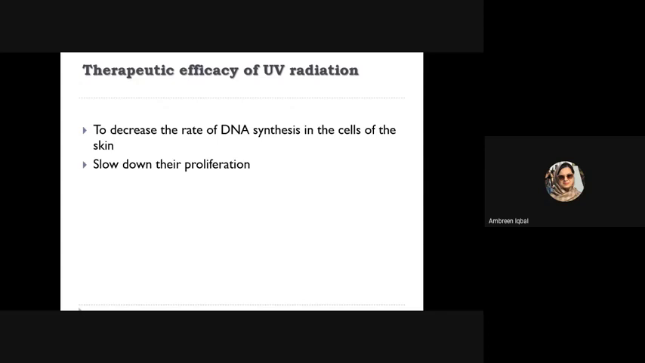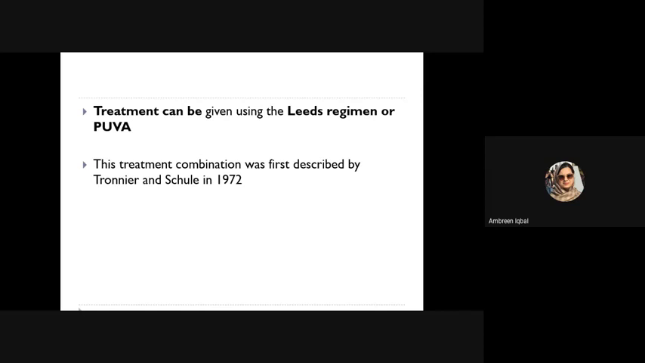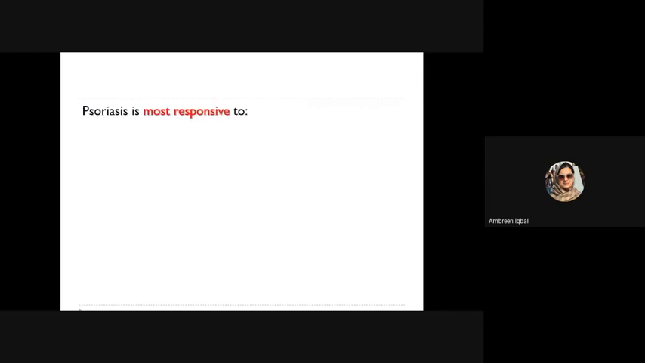Now we'll discuss the therapeutic efficacy of ultraviolet radiation for patients with psoriasis. Ultraviolet radiation is used to decrease the rate of DNA synthesis in the cells of the skin, and thus they slow down their proliferation. Treatment of patients with psoriasis can be done using a laser regime or psoralen ultraviolet A treatment. This treatment was first introduced by Parrish and colleagues in 1974.